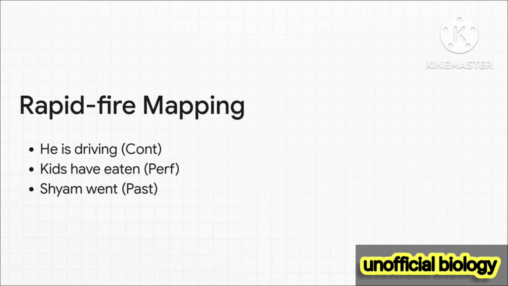He is driving the bus. We hear that ongoing present state, so we immediately use is driving. Next, these kids have eaten. The action is perfectly completed in the present, so we use have eaten. And finally, Sham went to Agra, a simple past movement, so we jump straight to that V2 form, went.